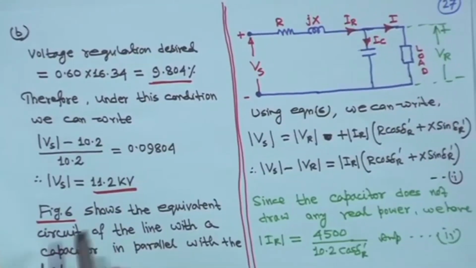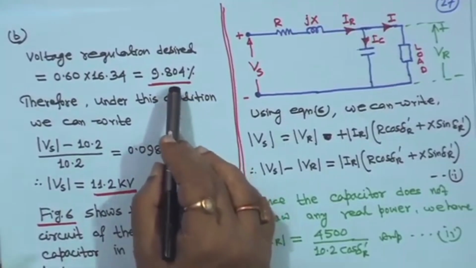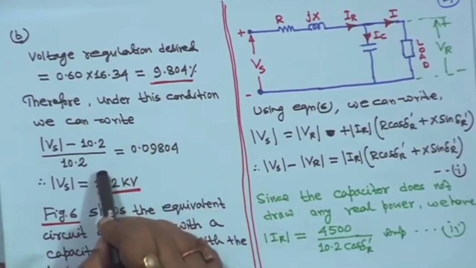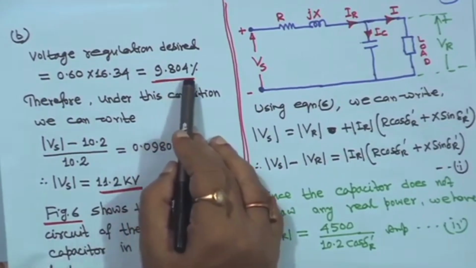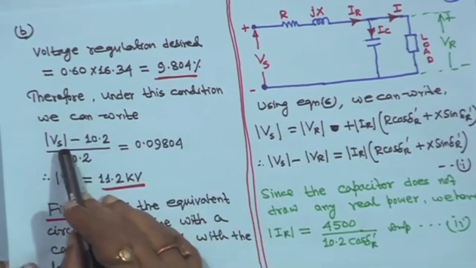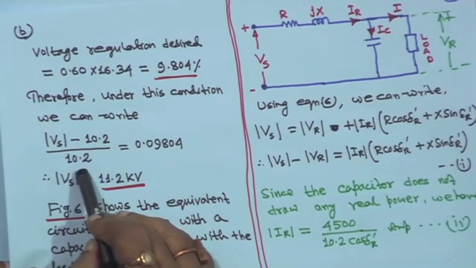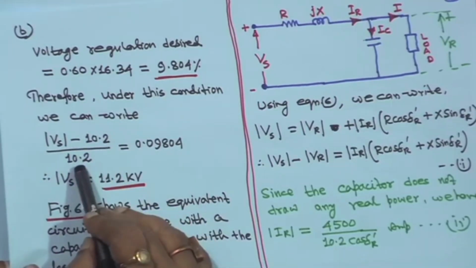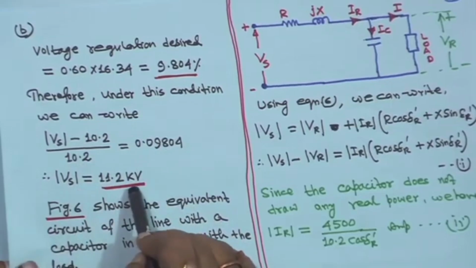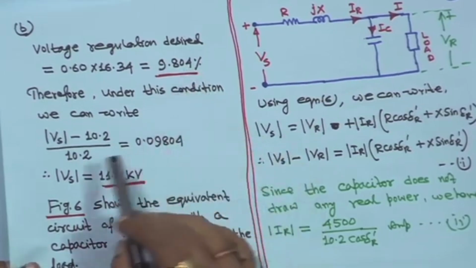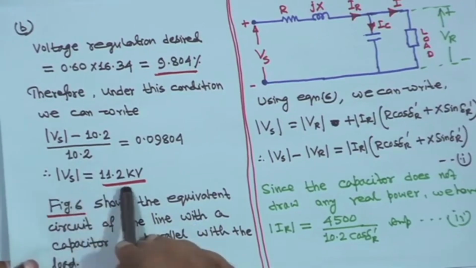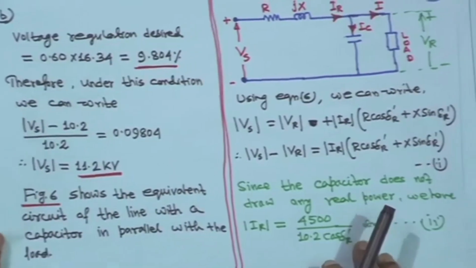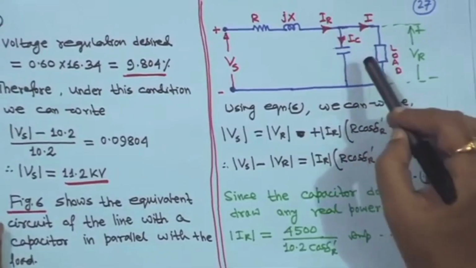So, under this condition we want the regulation to be 9.804%, but the receiving end voltage is kept fixed at 10.2 kV, it is unchanged. Therefore, if regulation is known, you know the regulation formula: mod V_s minus mod V_r upon mod V_r. So, magnitude V_r is 10.2, that means the sending end voltage is 11.2 kV, right. So, with this regulation, if you want to keep the receiving end voltage fixed at 10.2 kV, then the sending end voltage magnitude will be 11.2 kV, right. So, this is the equivalent circuit diagram when you have connected a capacitor.